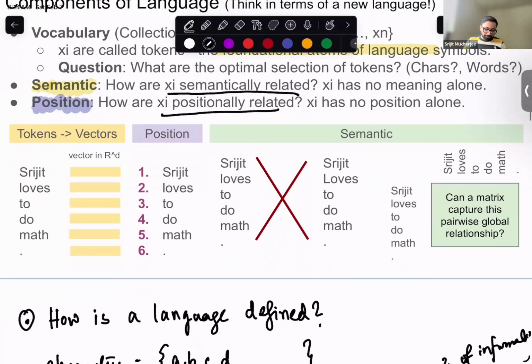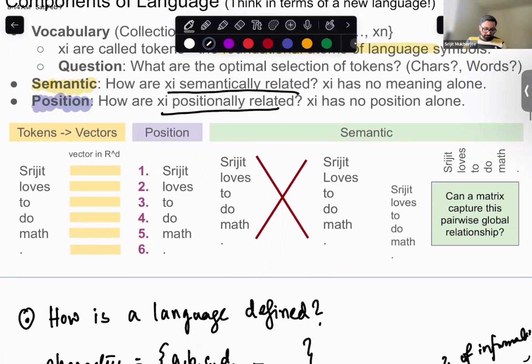So I have this little picture over here. The goal is to have these tokens, the fundamental atoms, let's say, "Srijit loves to do math", and each of them has to be turned into a vector. That's the very goal of vectorization, like embedding. All of you have understood that.